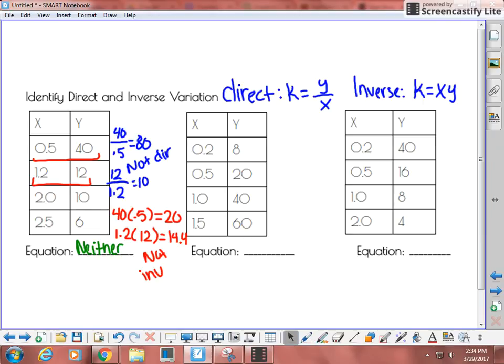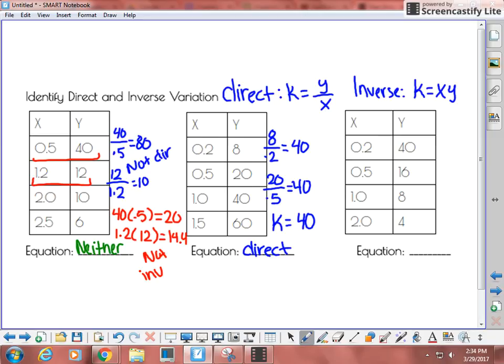So let's check out our next one. Check and see if it's direct first. So y divided by x. 8 divided by 0.2, I get 40. Check this one. 20 divided by 0.5. When you put that in your calculator, you're also going to get 40. So that means that my k value is 40. What that also tells me is that this is direct.